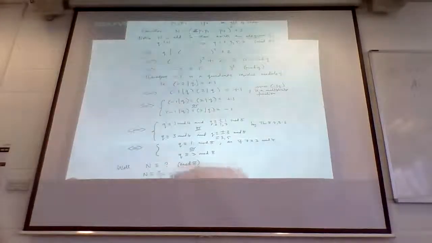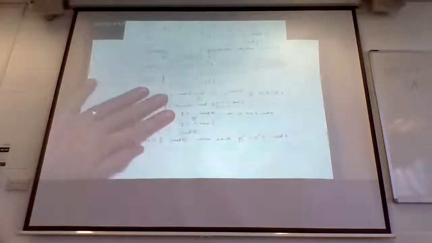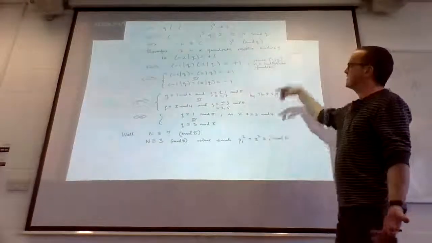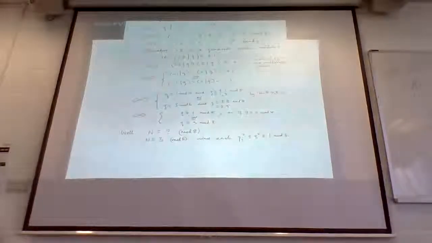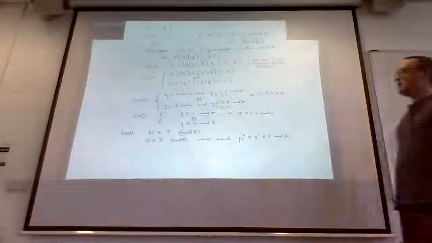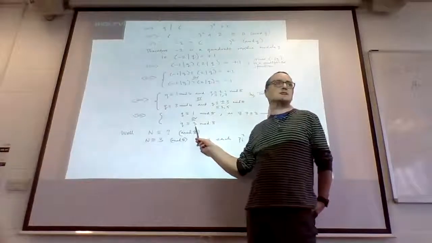n is congruent to 3 modulo 8, since each p_i squared is congruent to 3 squared, which is congruent to 1 mod 8. Each p_i was congruent to 3 modulo 8. So you multiply together a load of things that are 1 mod 8, and then finally you add 2. So you've got 3 mod 8. Does that help us? So n is 3 mod 8, and every prime factor is congruent to 1 or 3 mod 8.